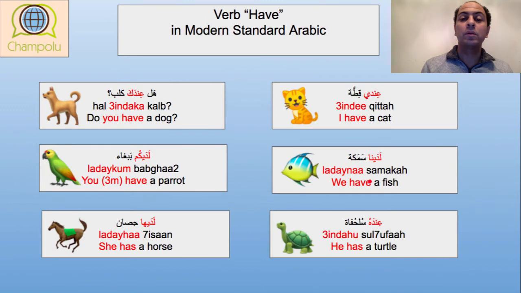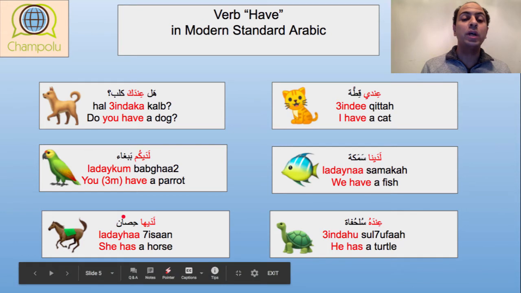Let's move to some examples. The verb have and its equivalent in modern standard Arabic, عند and لدى, can be used to indicate that we have some pets. So we can say something like عندي قطة, I have a cat. هل عندك كلب, do you have a dog, addressing a singular male. لدينا سمكة, we have a fish. لديكم ببغاء, you have a parrot, addressing a group of males or mixed. عنده سلحفاة, he has a turtle. لديها حصان, she has a horse.